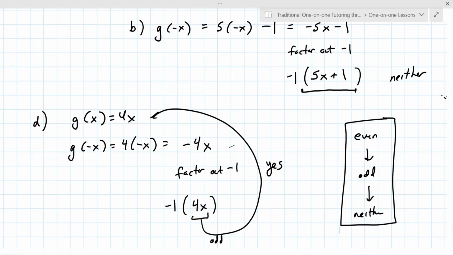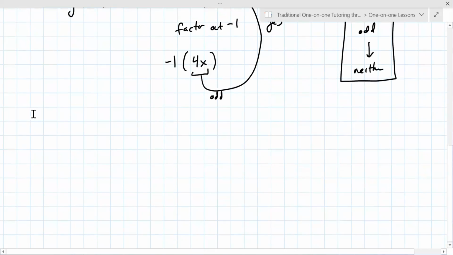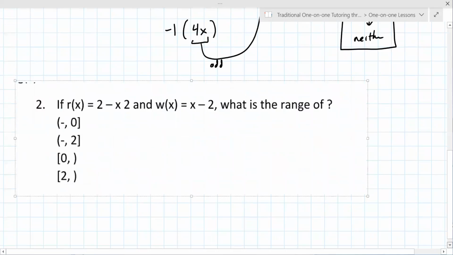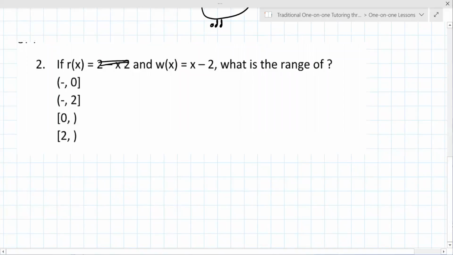Is that okay? Yeah. All right. Let's look at number 2 next. It's got a couple of formatting issues I think I can interpret, though. First thing here is, are you pretty sure that this is 2 minus x squared? Let me double check, but I'm pretty sure. It might be doing composition here, like r of w of x or w of r of x. You might want to check that also if you can.